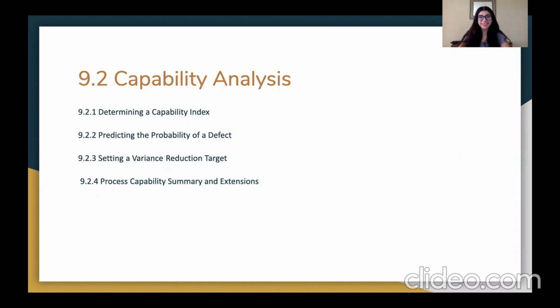Hi, my name is Hannah Rodriguez, and today I'll be covering section 9.2. In this section, there are 4 subsections, which are determining a capability index, predicting the probability of a defect, setting a variance reduction target, and process capability and summary and extensions.